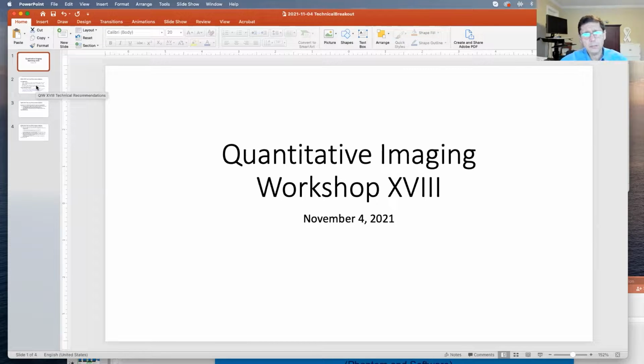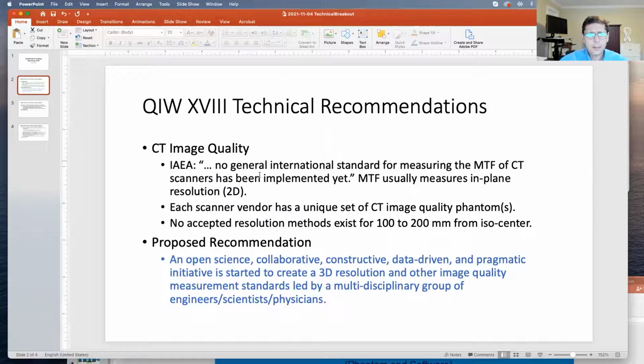You'll hear a talk by me in the first panel of session 5 tomorrow. And I will discuss one of the main issues that we've run into lately, and that is that there are no general international standards for measuring the resolution of CT scanners yet. And remember that MTF is basically a frequency domain representation of resolution, typically done in plane. And it's usually reported as the 2D in plane resolution.